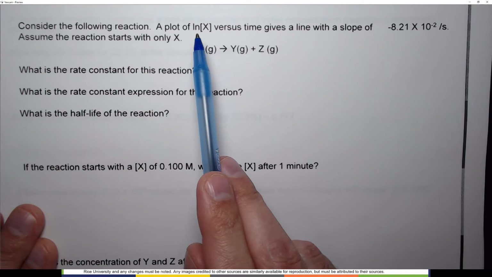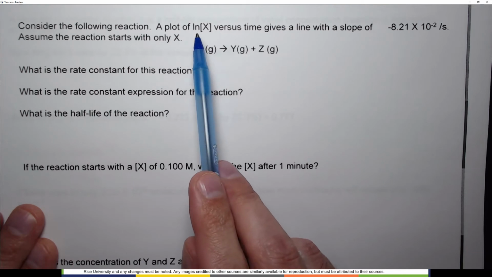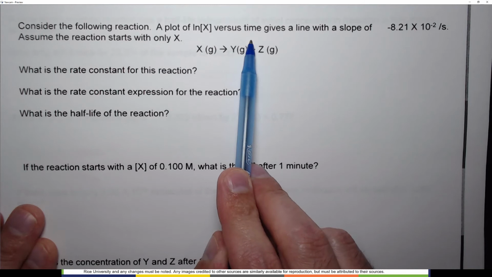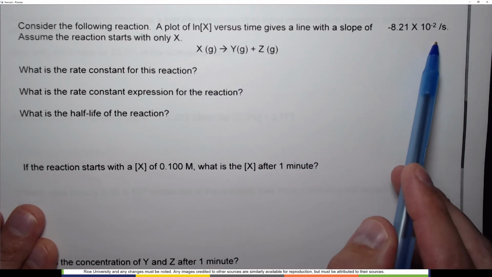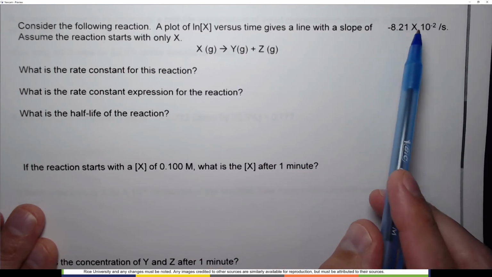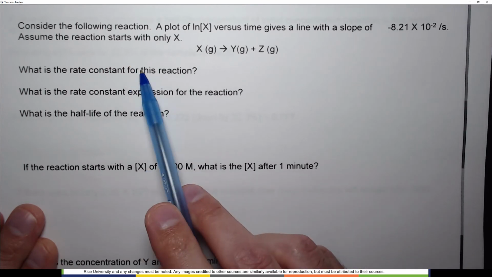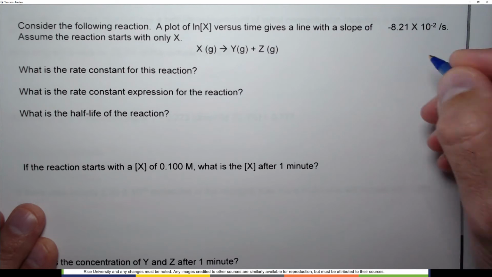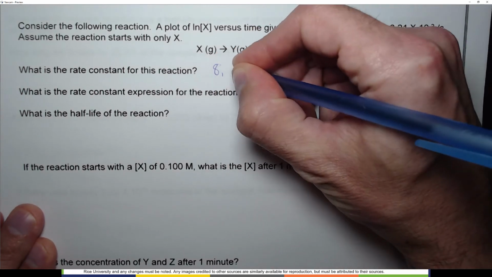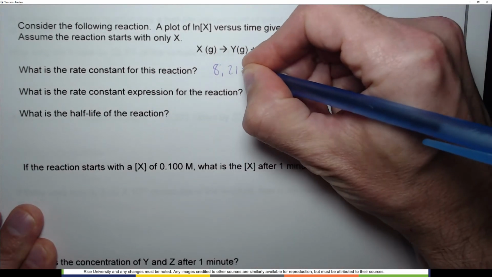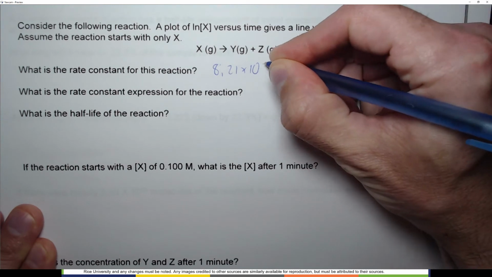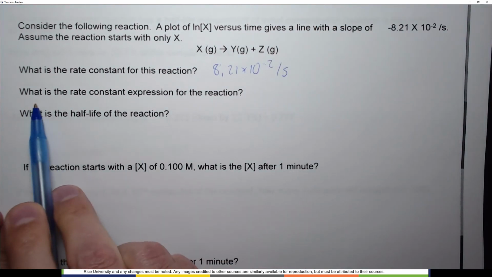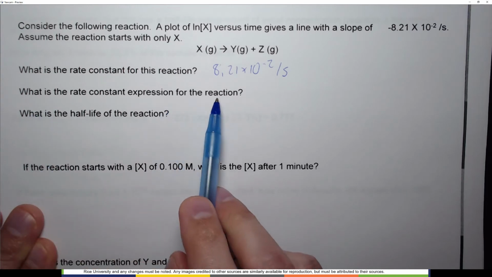Well, we know that it's a first order reaction because if we graph ln of x versus time, which is just what we talked about a second ago, we get a straight line, and we know the slope of that straight line. So if we know the slope of the line, we also know the value of the rate constant. The slope is the negative rate constant, so the rate constant is positive 8.21 times 10 to the minus 2 per second.